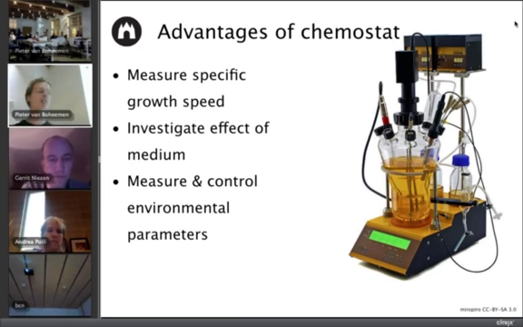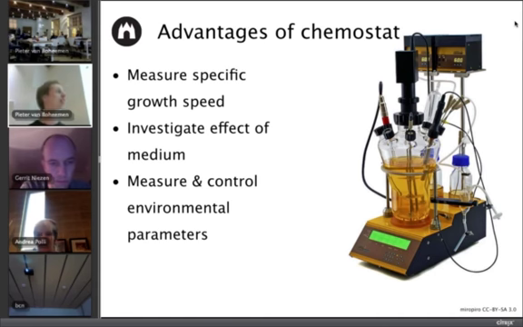And what's really great about this is that in this environment you can measure exactly the growth speed. Because if you create the ideal environment for the organism to grow, it only depends on itself, on how fast it grows. So you can compare strains, you can compare species to each other in a chemostat. And of course you can very nicely investigate the effect of the medium. If you change the medium, does the growth speed change or not?